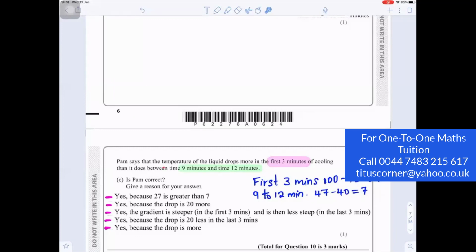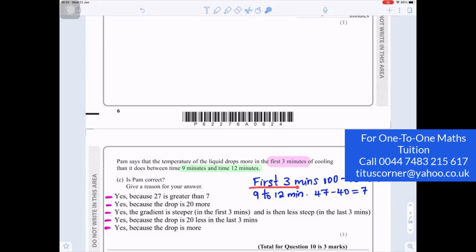Pam says that the temperature of the liquid drops more in the first 3 minutes of cooling than it does between the time 9 minutes and 12 minutes. Is Pam correct? Give a reason for your answer. The way we do this kind of question is to work out the drop in temperature.